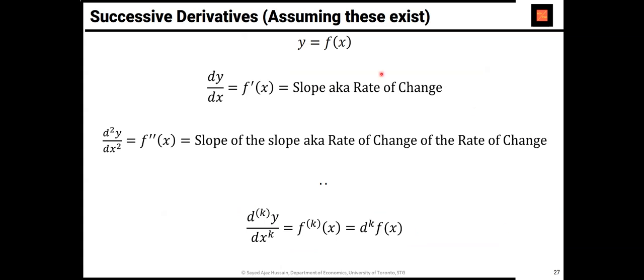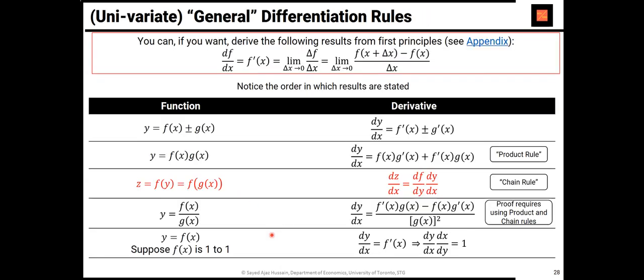So just some notation. If I have a function and if I differentiate once, I get the slope. If I differentiate again, I get the slope of the slope. And as long as the derivatives exist, I can keep going. So you can use this notation as long as those successive derivatives exist. Some rules. You could, if you want, derive the following rules by using first principles. I've done some of them for you in the appendix. If you have some time, do take a look at them. By first principles, I mean simply using this definition. Can you derive the following?